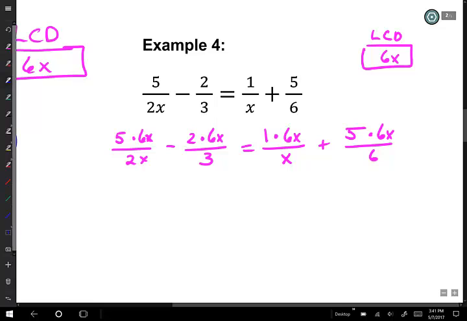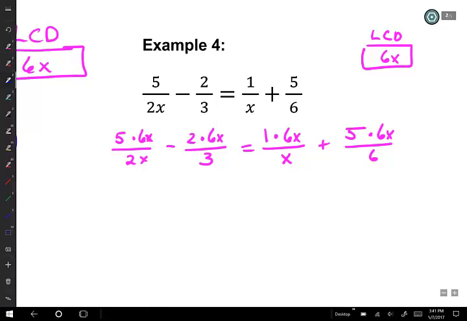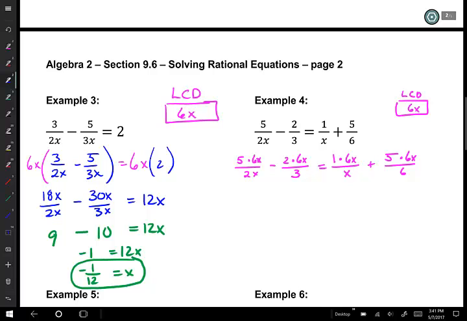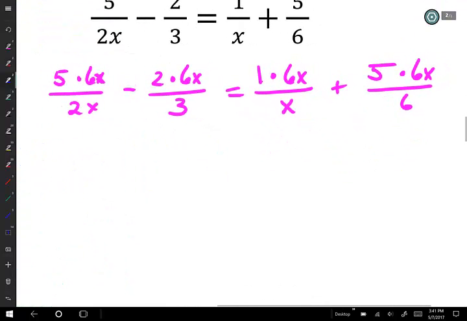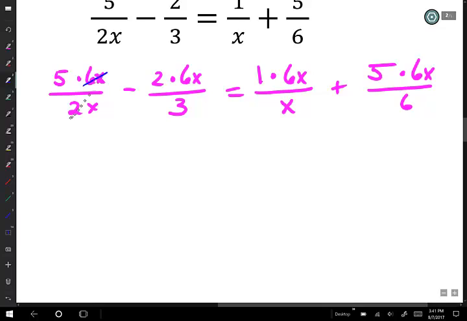I find sometimes it's easier to write it in towards each term instead of multiplying them out like we did on example 3, because now it might be easier to cancel. The 6x and the 2n's cancel to a 3. That gives us 15. The 6 and the 3 cancel to a 2. That gives us 4x. The x and the x cancel. That leaves us 6. And the 6 and the 6 cancel.